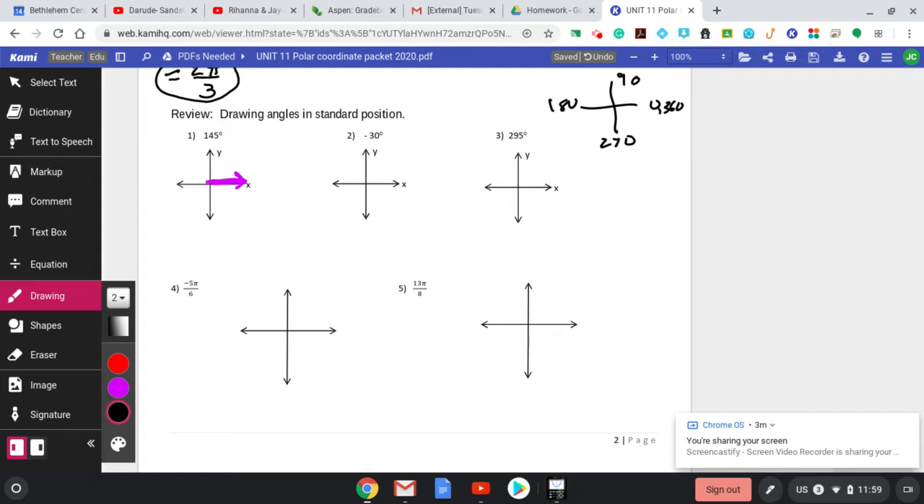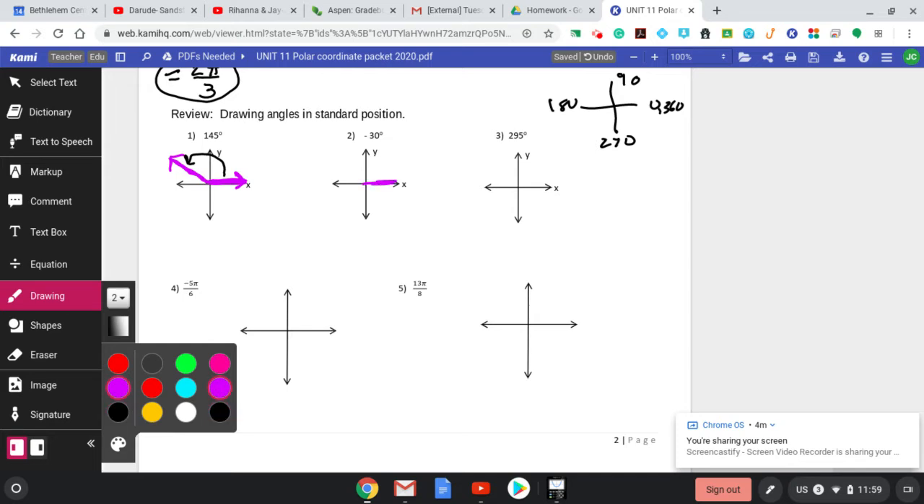An angle of 145 would end up being somewhere in the second quadrant, and you do want to be somewhere in the ballpark. Is it going to be closer to 180 or closer to 90? It's going to be closer to 180 degrees. So I make my arrow closer to 180. Now, the only other thing you need to tell me is the rotation arrow, which direction is it going? There it's always going counterclockwise. Okay, so 145 degrees.